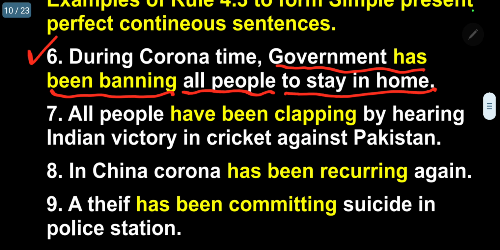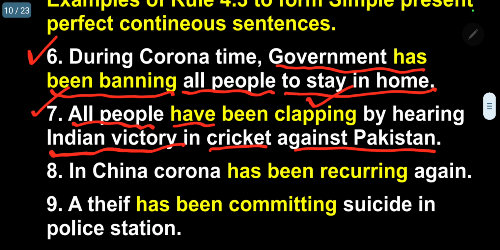So banning, N-I-N-G. Number 7. All people, plural, plural verb have been clapping. In this case, clapping. All the people have been clapping, hearing of India's victory in cricket against Pakistan. Have been clapping.